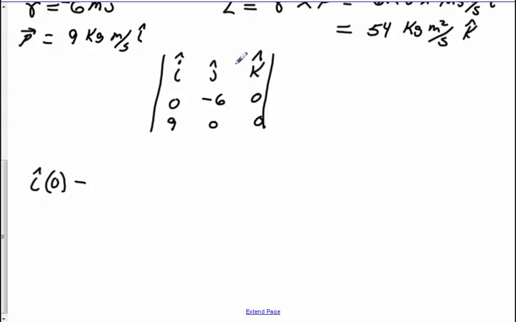And again, remember, you have to negate the J hat. When I do J hat, I get 0 times 0 minus 0 times 9. That also gives me 0. And I do plus K hat. And when I do the K hat, I get 0 times 0 minus -6 times 9, and that gives me the 54. And that's why I'm getting a positive 54 instead of a negative 54.